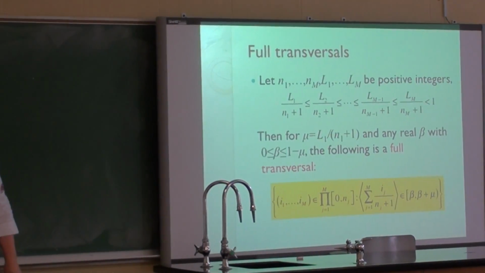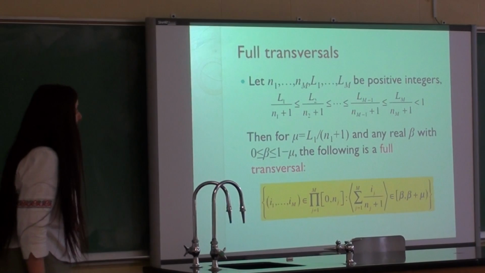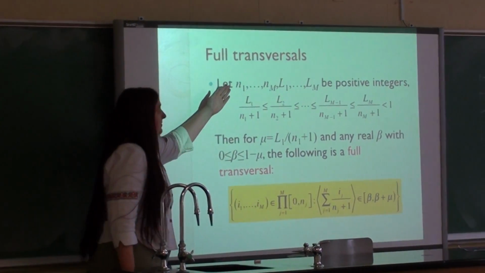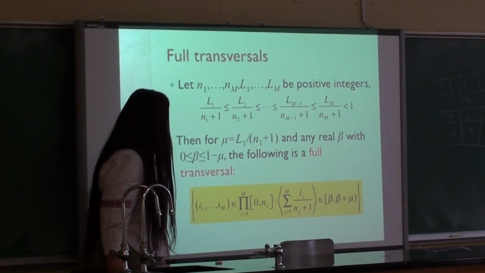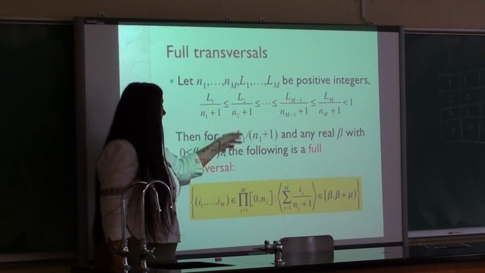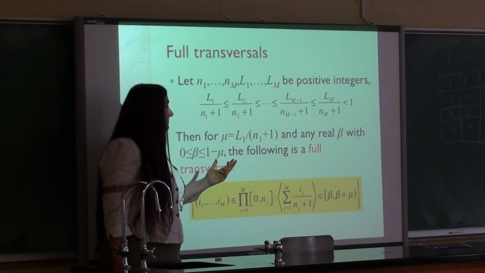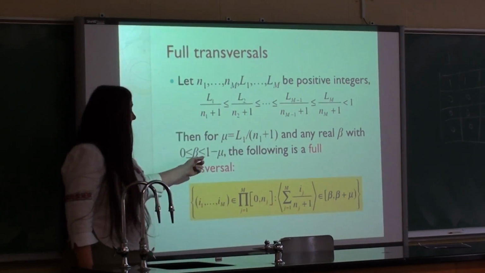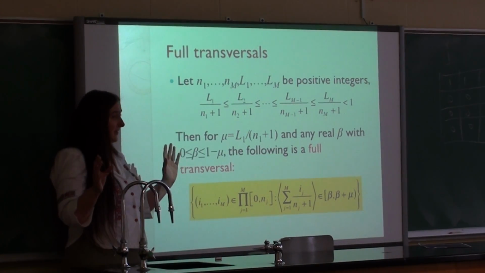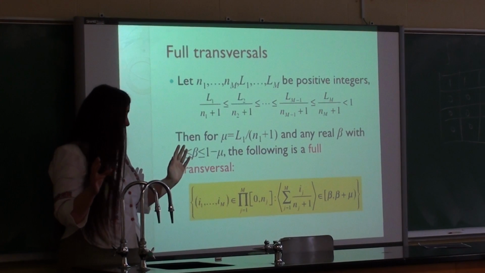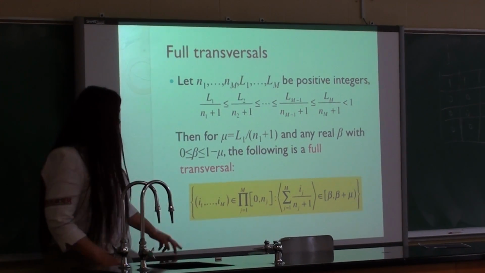So what does it have to do with a full transversal? Give me your parameters as you want. Choose mu to be the smallest one of the L over n plus 1 numbers. And pick your favorite beta and mu in such a way that they satisfy the condition that I did for my lemma before. And do the following.